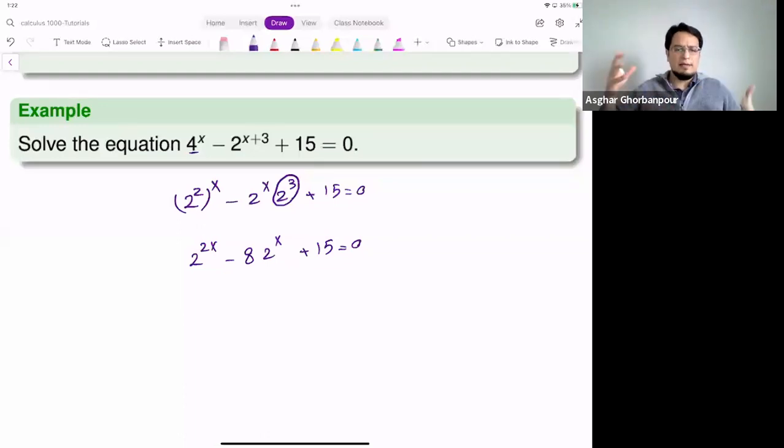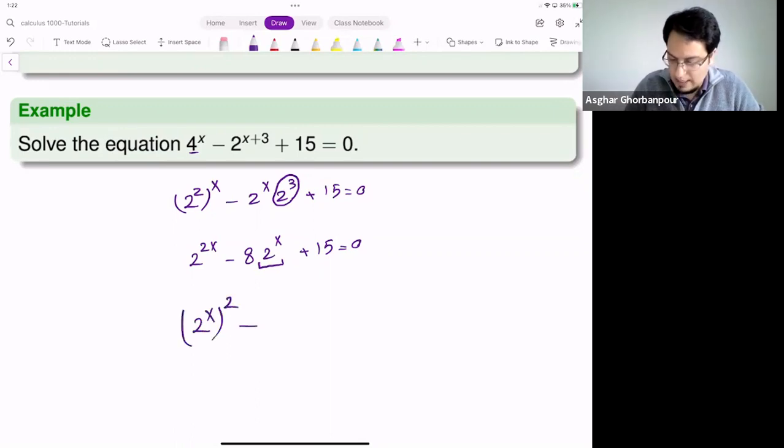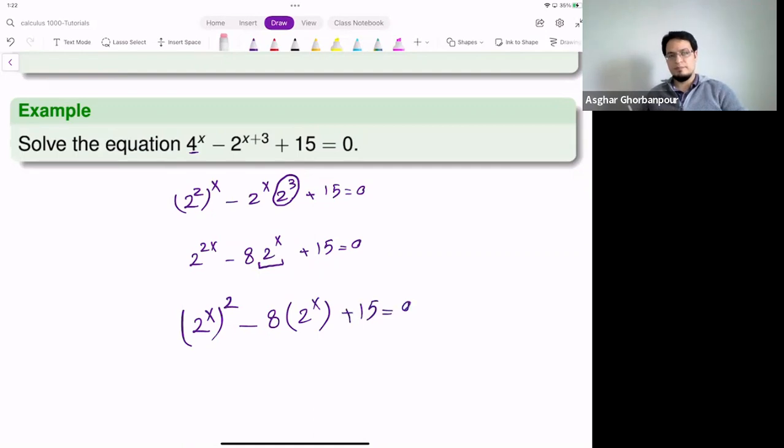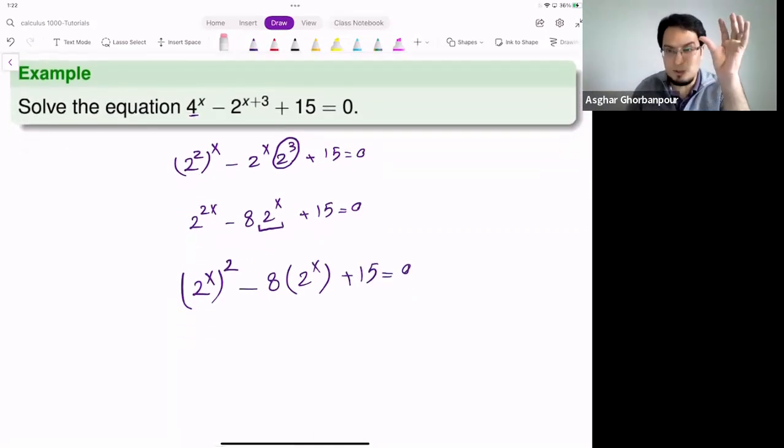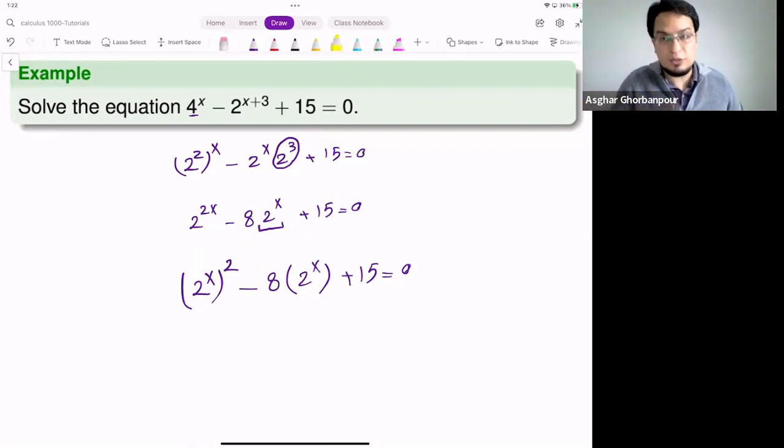No clear thing so far, but if I do one more thing, you see 2 to the power x is here. I want to have the other exponential expressions also in terms of 2 to the power x. So I'll write it as this: (2 to the power x) squared minus 8 times 2 to the power x plus 15 equals 0. I am trying to solve this equation for x, but if for a second I give up finding x itself, instead try to find just 2 to the power x.